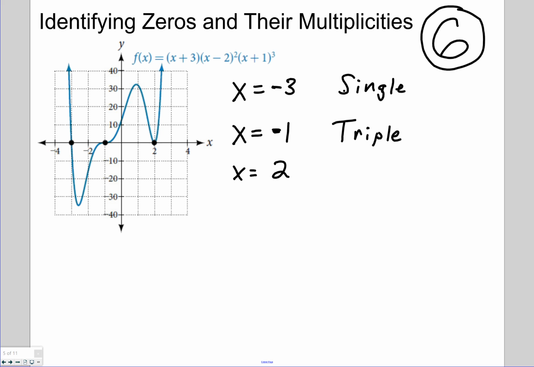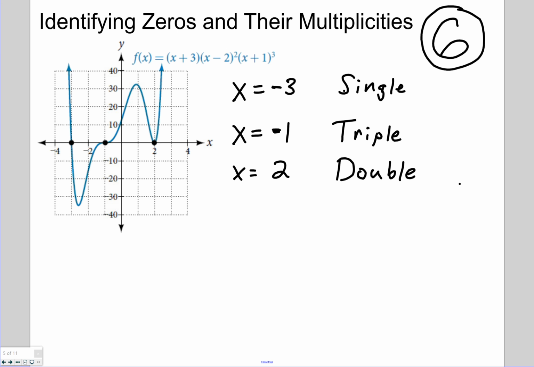Okay, so let's do the last root. The last root is x equals 2. Do you see how it touches and then comes back? It does not cross the x-axis. Now you'll notice we have a single root and a triple root. That's 1 plus 3, which is 4. So that leaves me with a double root, which gives me 6.